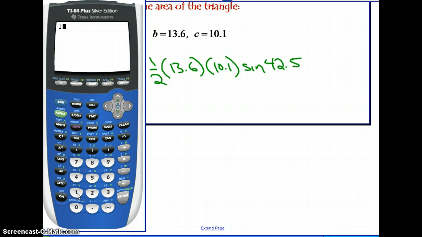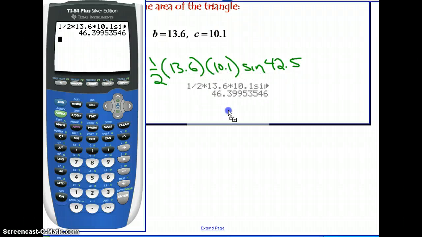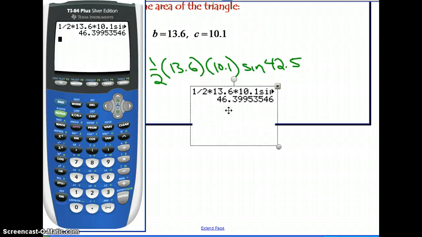So I've got 1/2. I've got 13.6. I've got 10.1. And I've got the sine of 42.5. Okay, just looking at the two sides, the 13 times the 10 is 130. Half that is 65. And then the sine is always a number less than 1. So an answer in the 40s or the 50s, something less than 60, would be appropriate. And I get that answer. So I'll save that. And that is the area of our triangle, 46.4 square units.